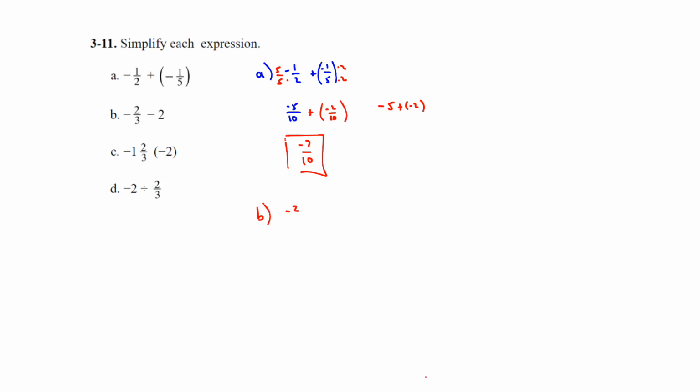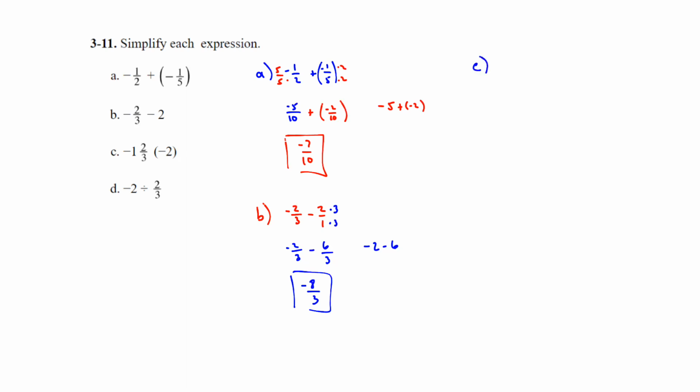Part B, we have negative 2/3 minus the whole number of 2. So 2 over 1. Once again, we can find a common denominator. So we have negative 2/3 minus, multiply top and bottom by 3 there. So that'll be minus 6 divided by 3. So once again, you have negative 2 minus 6. Negative 2 minus 6 is negative 8. So negative 8/3. You could change that to a mixed number if you wanted to, negative 2 and 2/3.